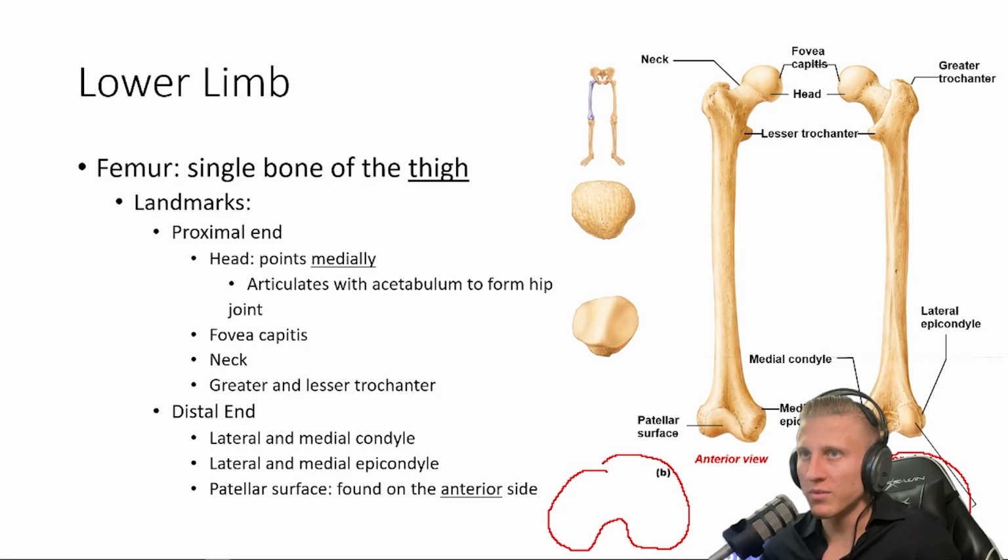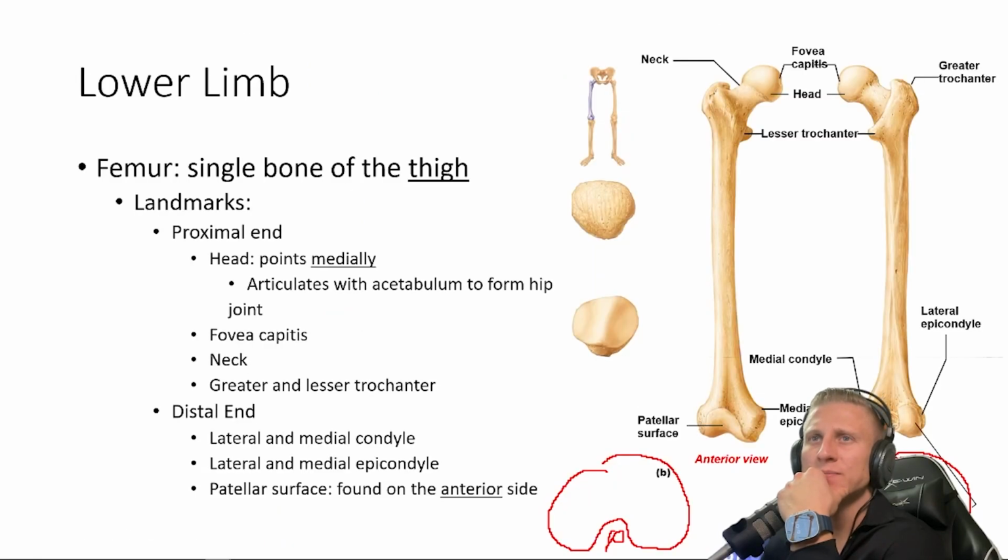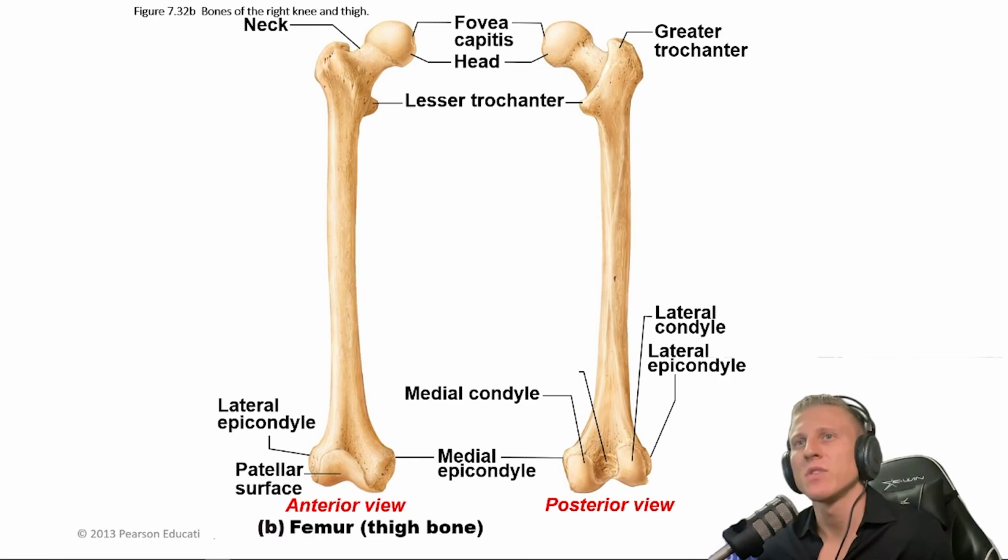Okay, so these would be the two condyles right here. And this would be the back part. This would be the posterior portion. Okay, does that make sense? I drew it behind myself. Alrighty. Anything else? No, that's basically it. Here's a nice summarized view.